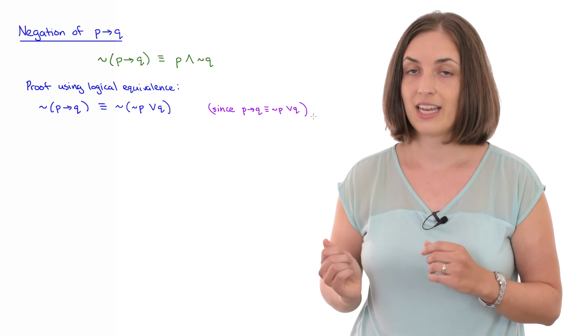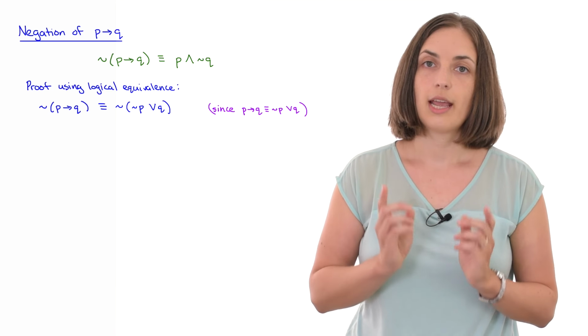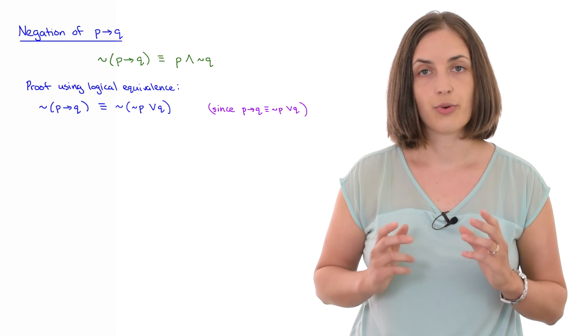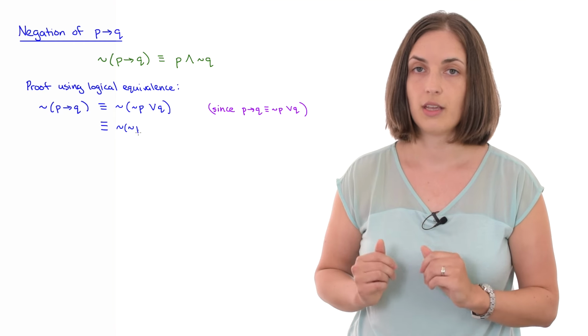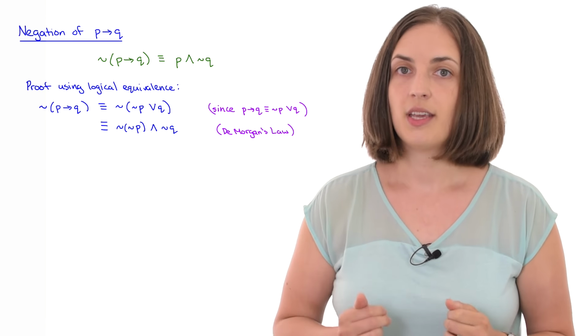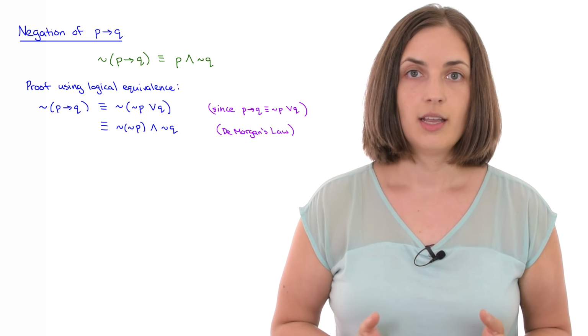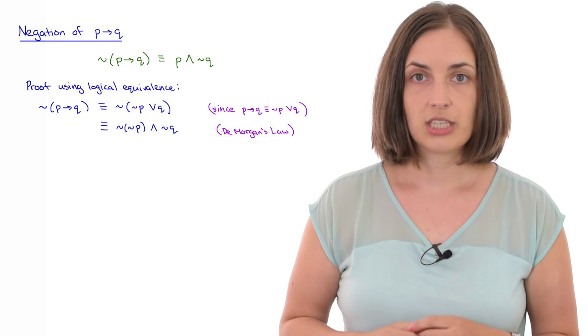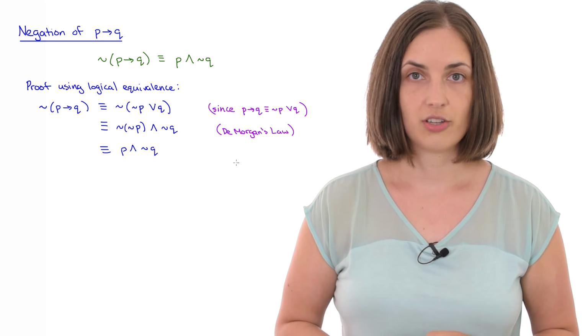Now we have a negation of a disjunction, and so we can use De Morgan's law to write this as not P and not Q. But of course, not not P is logically equivalent to P. This means that our statement form is logically equivalent to P and not Q.